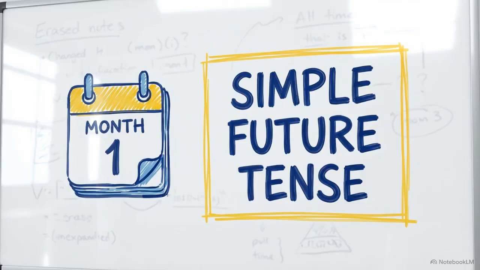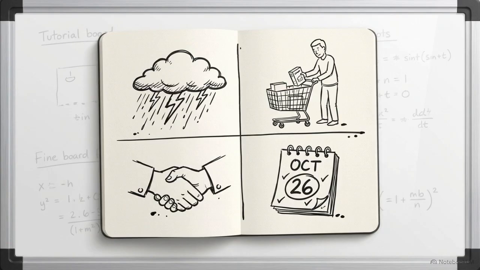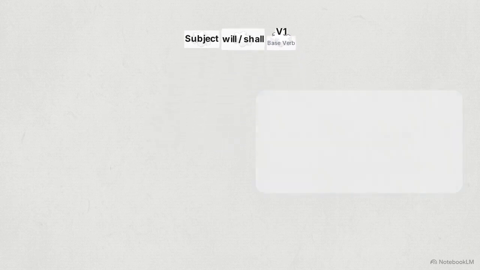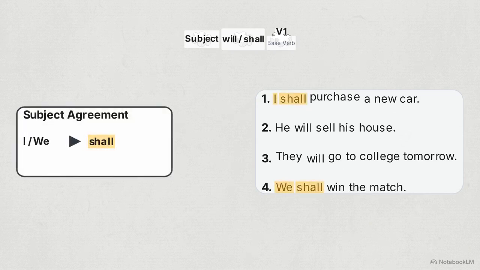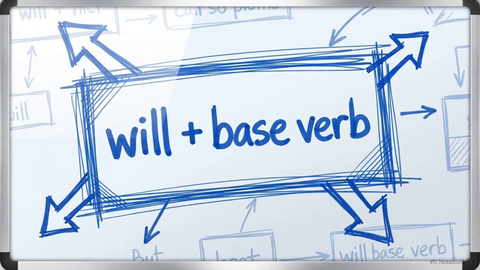This describes an action expected to happen later, and it is used for predictions, instant decisions, promises, and future facts. The structure follows a precise formula: the subject followed by will or shall, and then the V1 or base form of the verb. In these NCERT-style sentences, notice the word choice. Shall is used in formal contexts with the subjects I and we, while will is used for all other subjects. In each case, the verb remains in its simplest form. This will plus base verb construction is the foundational structure you will build upon to express duration and completion.